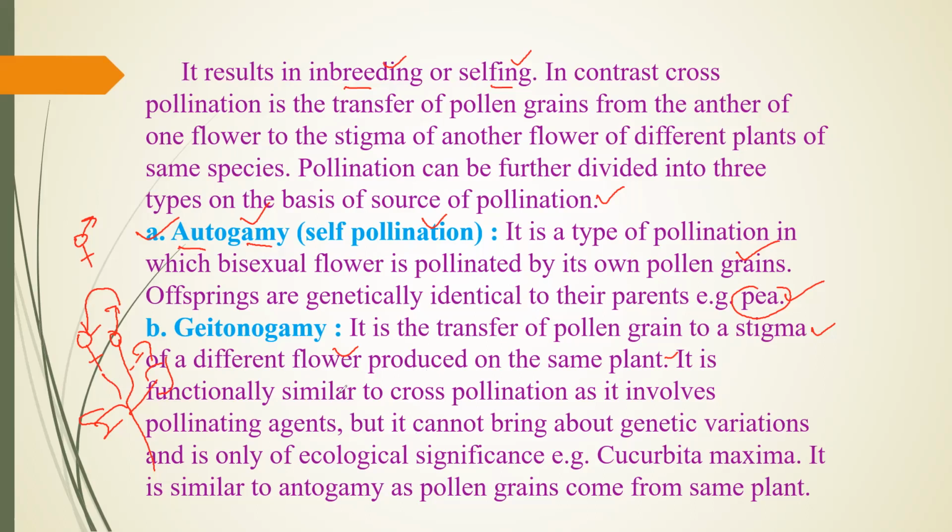Functionally, both these flowers are generated from the same type of cell. Because of this, it again does not bring any genetic variation, because the whole plant is the same. But it shows ecological significance. Cucurbita maxima is an example. It is similar to autogamy, as the pollen grains come from the same plant. Let's move to the next one.